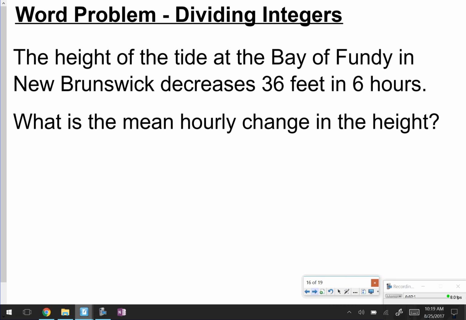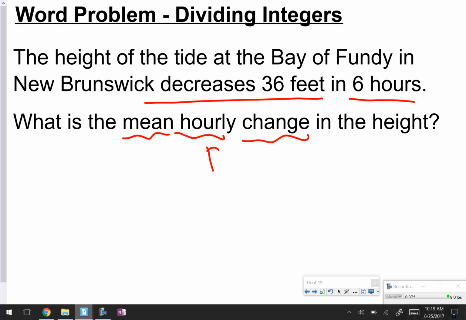The last little bit, I'm just going to talk to you a little bit about this word problem. I'm not going to make you do it. I just need you to listen closely. It says the height of the tide at the Bay of Fundy in New Brunswick decreases 36 feet in 6 hours. What is the mean hourly change in the height? The mean hourly change meaning how much does it change per hour?